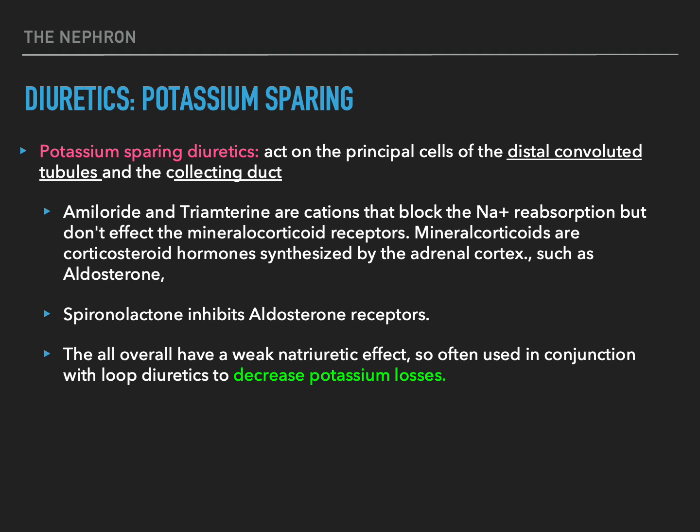In contrast, spironolactone actually inhibits the aldosterone receptors. Remember that aldosterone increases sodium channels and sodium-potassium ATPase pumps and results in increased sodium reabsorption and potassium excretion. So essentially that process is being blocked, and that's how these are potassium sparing.